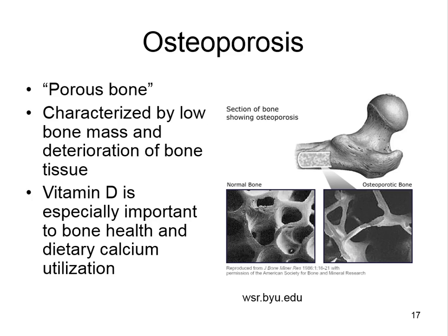Osteoporosis, or porous bone. It's characterized by a low bone mass and deterioration of bone tissue. Vitamin D is especially important to bone health and dietary calcium utilization. So the body needs vitamin D to absorb calcium. With a vitamin D deficiency, the body can't make enough of the hormone calcitriol, which is the active form of vitamin D.